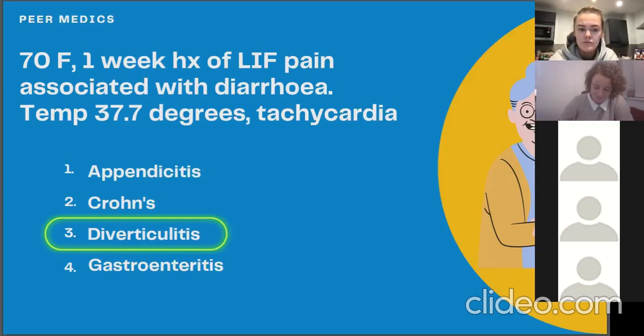Any questions? Okay. So which of the following signs are signs of appendicitis? Okay. I don't think it's moved on again, sorry. Sorry, it must be being really slow.